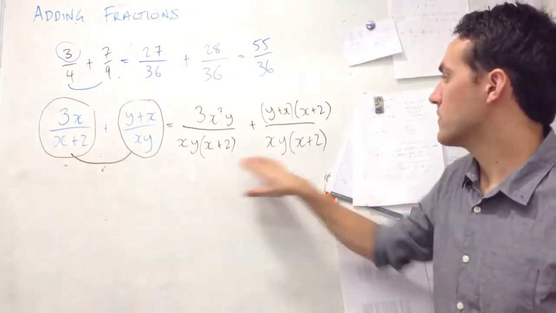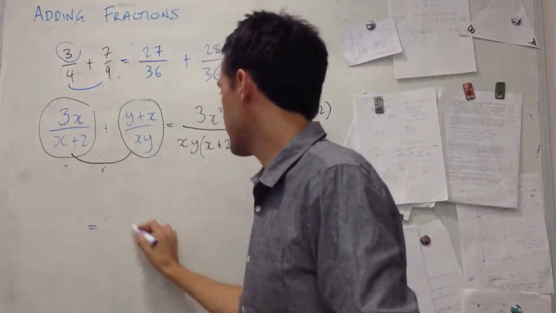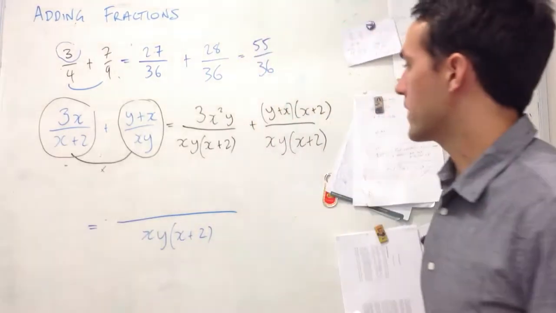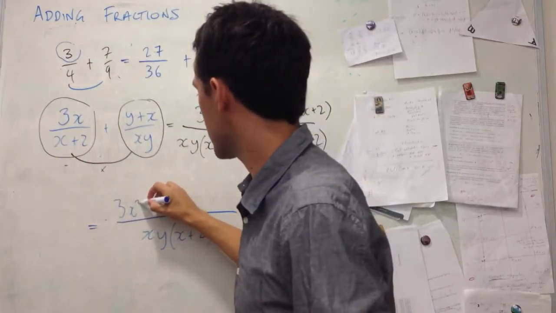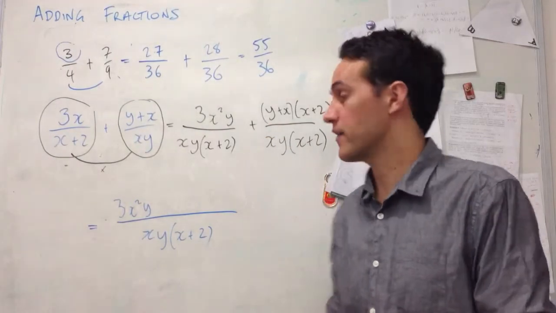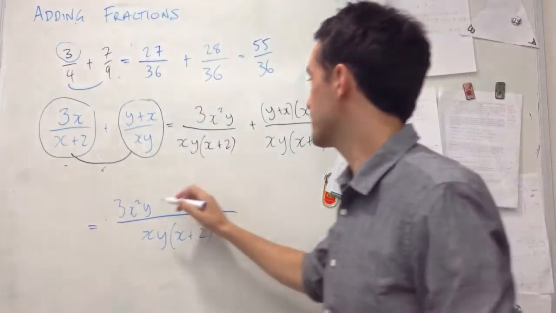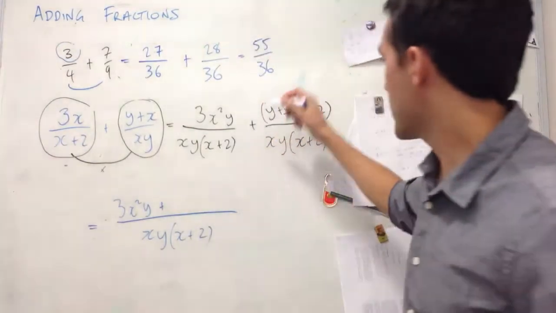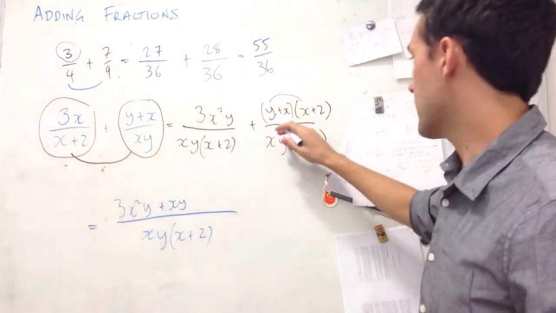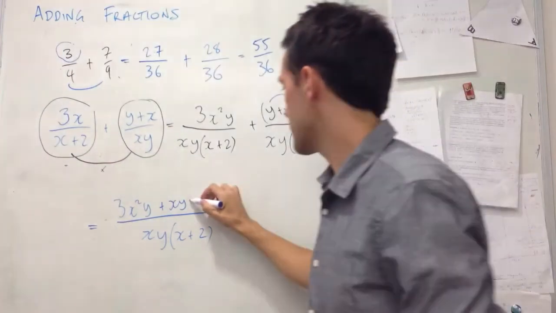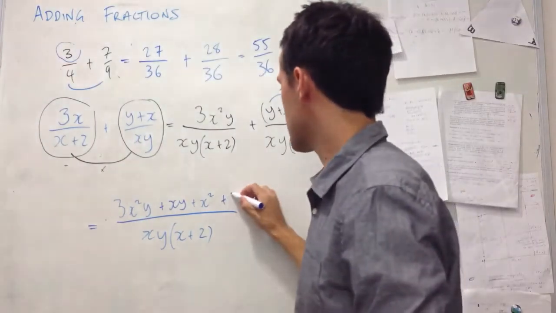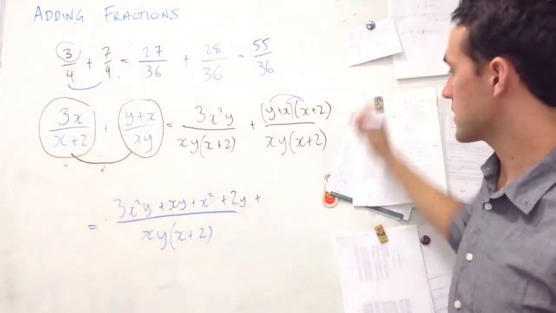And now because I have them over a common denominator, I can express them over that denominator, xy times x plus 2. And on the top I'm going to have 3x squared y. I can expand this out because maybe after I expand it I might have some terms that I can add together. So I get plus, expanding out, y times x gives me xy, and then x times x, so that's plus x squared, and then y times 2 gives me 2y, and then x times 2 gives me 2x.